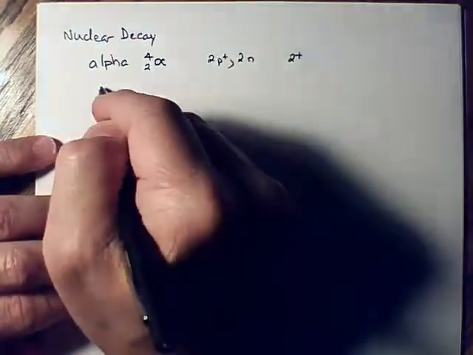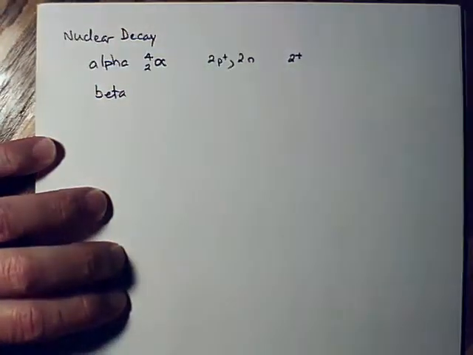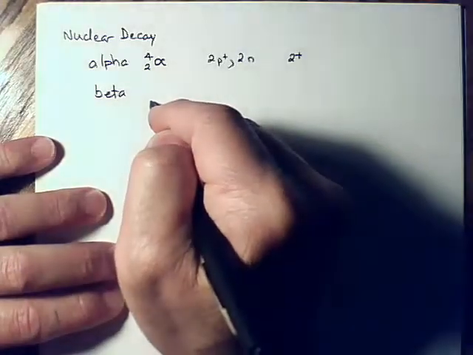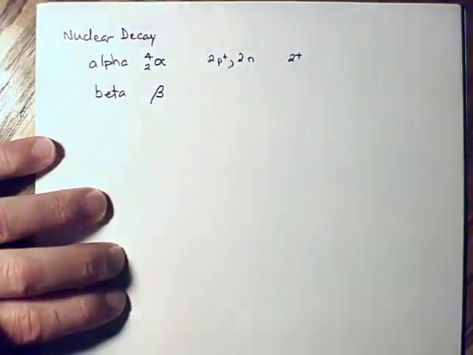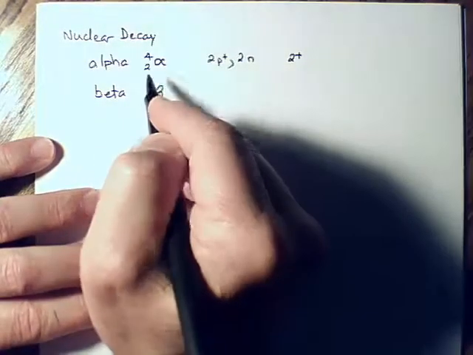Okay? Beta has the same structure as an electron. The symbol for beta is this. It has so little mass that we ignore the mass. So the mass number is going to be 0.